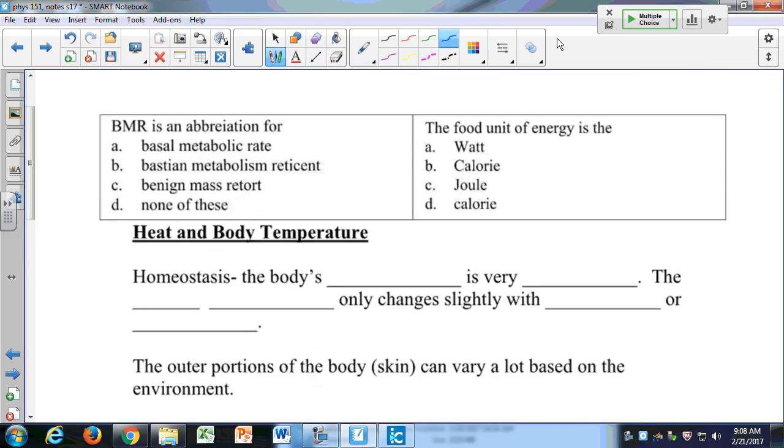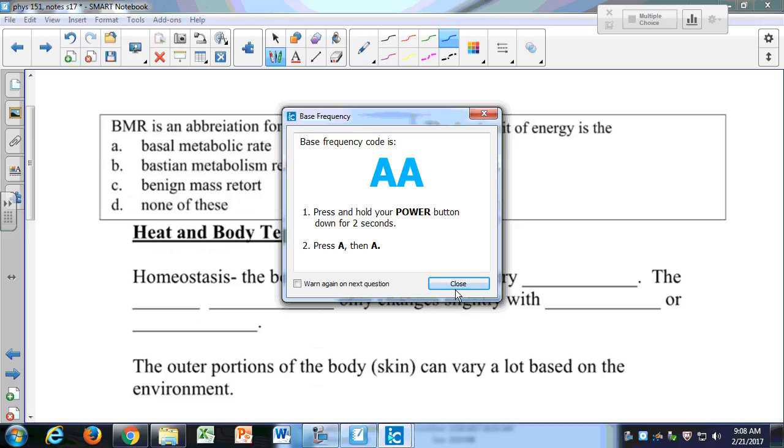All right, let's try these two little clickers, and then we'll listen to a little podcast that I like.